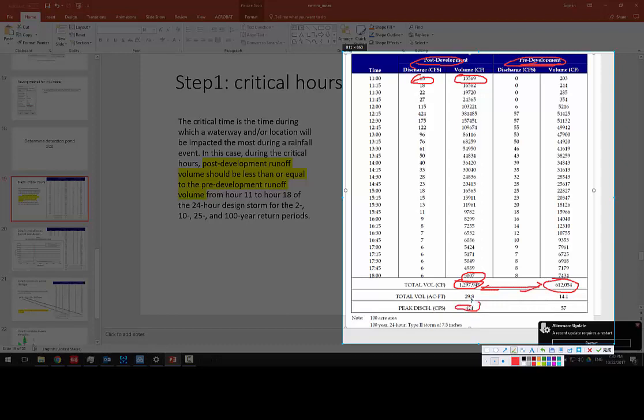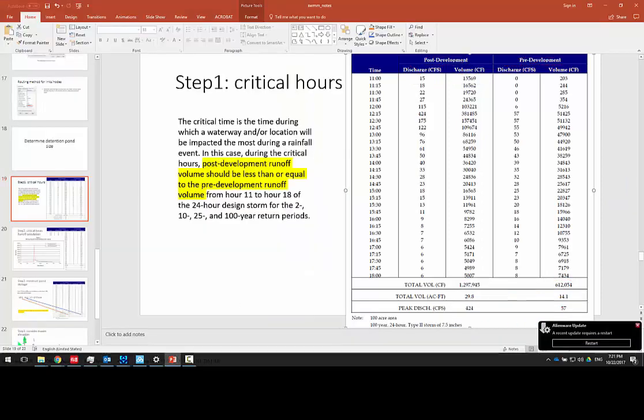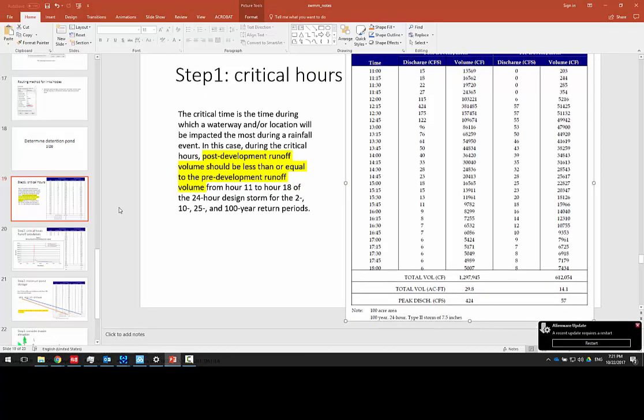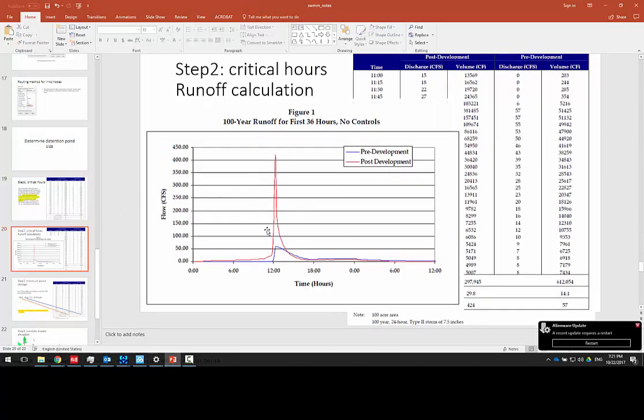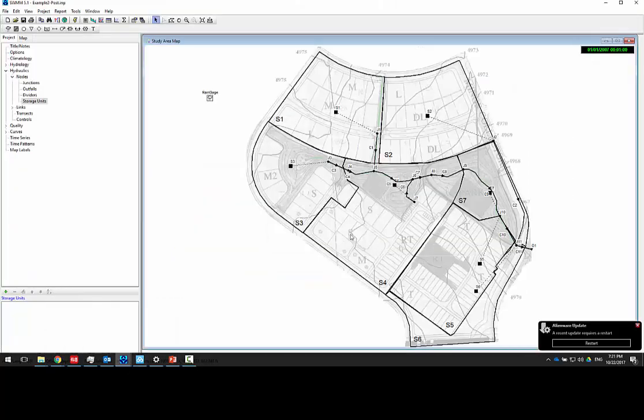And this is a peak discharge. So you can see here pretty well the peak discharge here. Okay, so there's a huge difference between these two. And then you could look at those numbers easily.